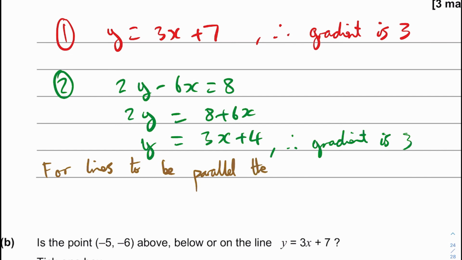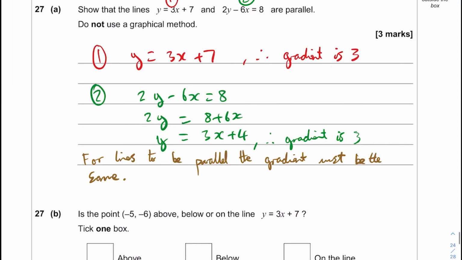And then we need one concluding statement, so we can say for lines to be parallel, the gradient must be the same. And that'll be enough for the 3 marks for that question.